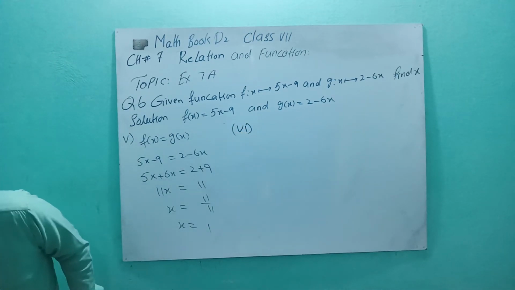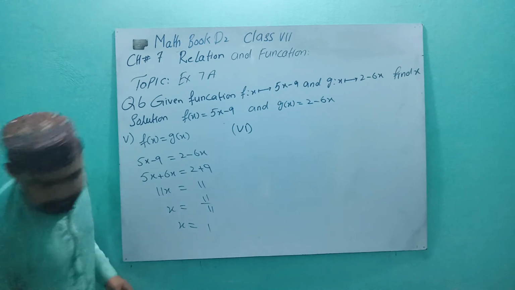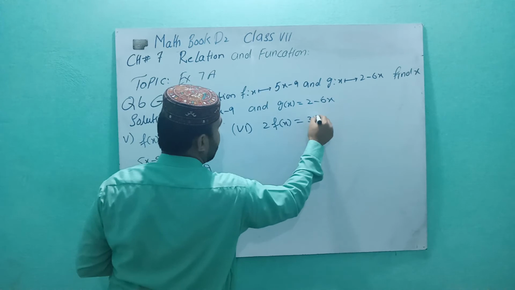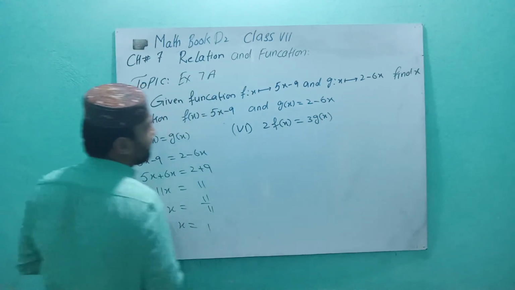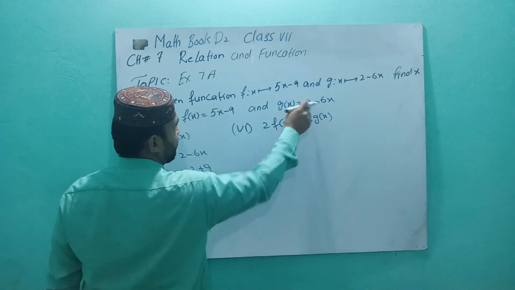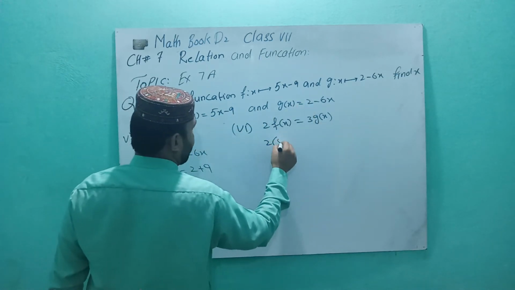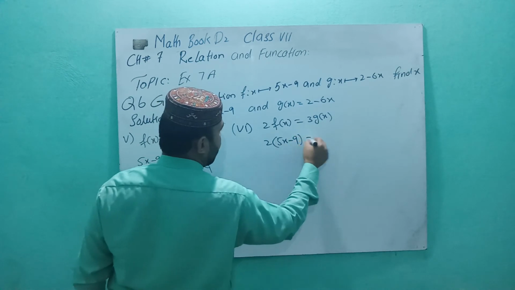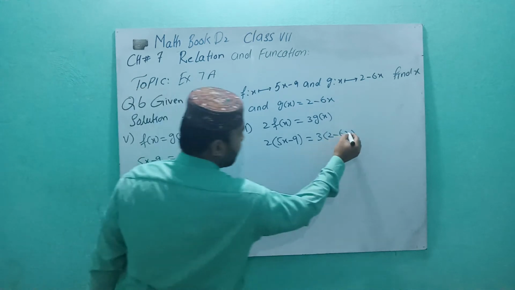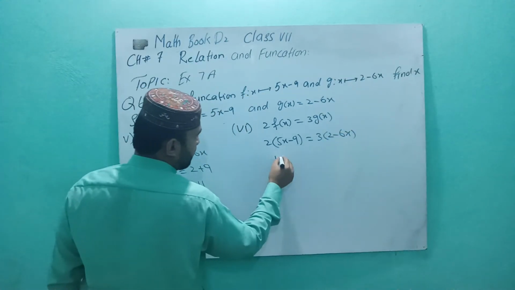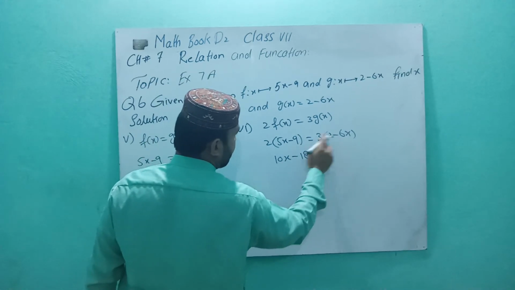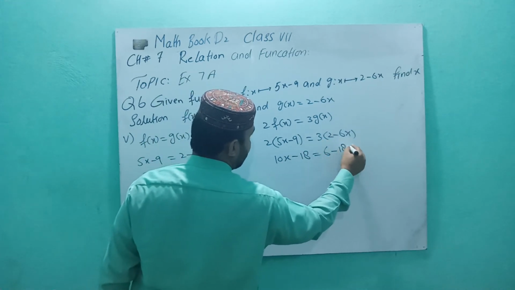Now, sixth part, and last part, question number 6. 2 f of x equal to 3 g of x. Now for this function f of x and this function g of x, 2 into 5x minus 9 equal 3 into 2 minus 6x. 5 twos are 10x, minus 9 twos are 18, equal 3 twos are 6, minus 6 threes are 18x.